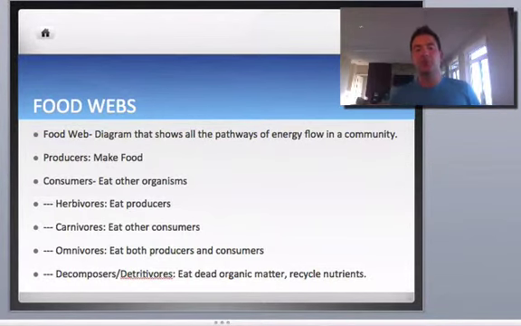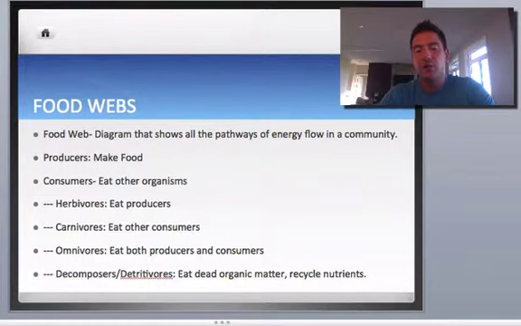Now, a consumer is an organism that eats other organisms. We'll learn that there are some organisms that eat producers, some that eat consumers, and some that eat both. The first level consumer that we talk about is the herbivore, where herbi refers to plants, and they eat producers. We move on to carnivores, your meat eaters. Carne means meat, and they eat other consumers.